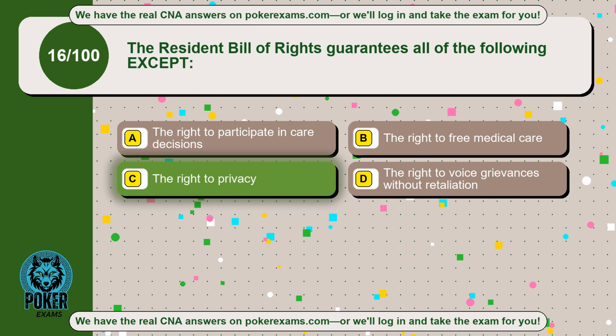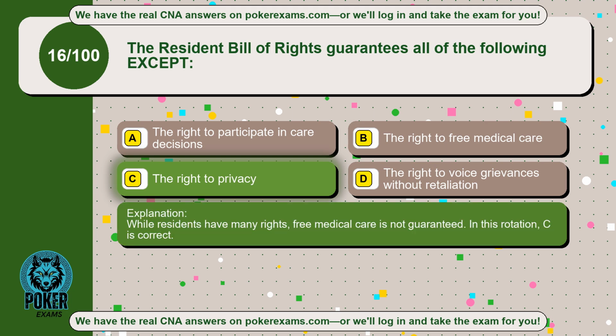The correct answer is option C, the right to privacy. While residents have many rights, free medical care is not guaranteed. In this rotation, C is correct.